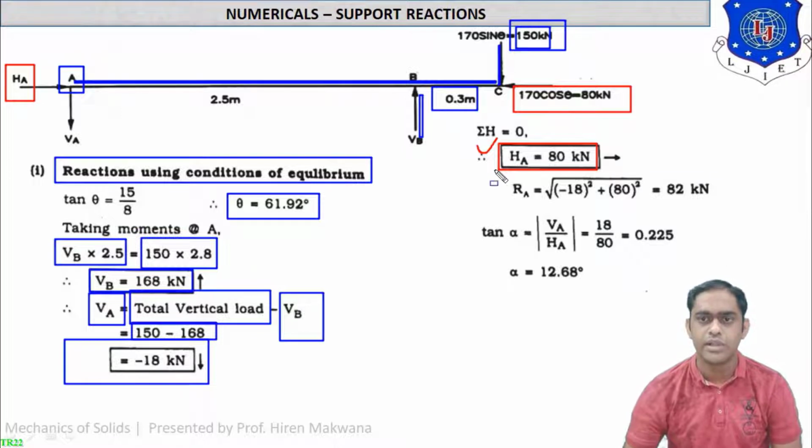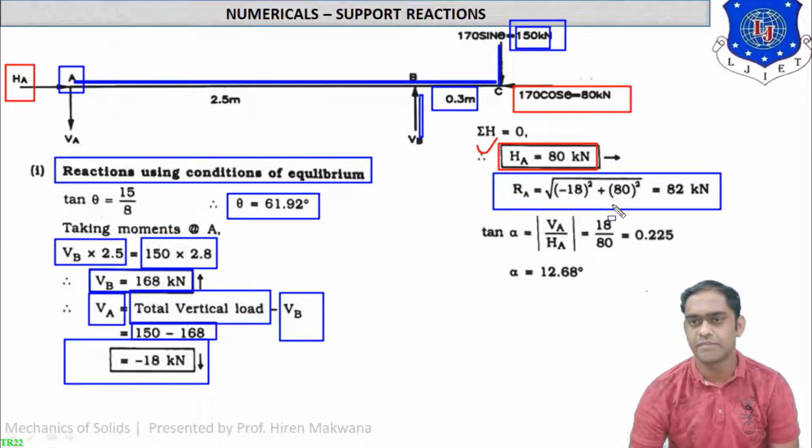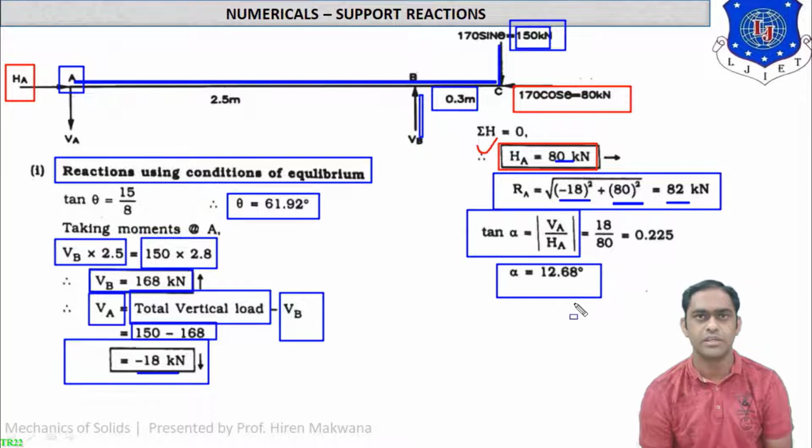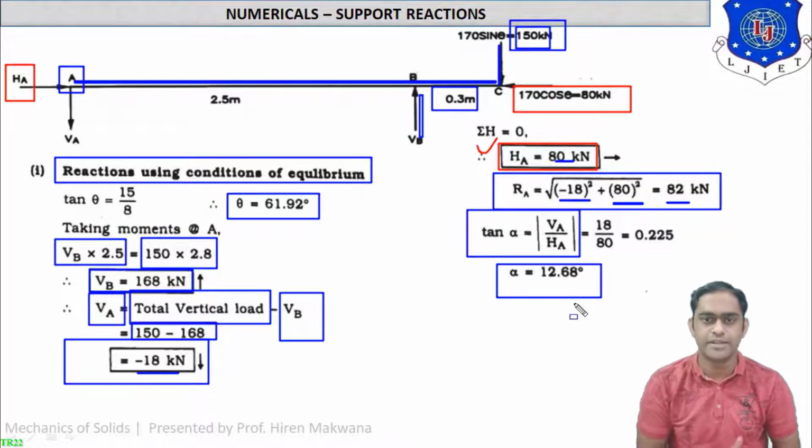So now we are finding the resultant reaction RA, which is equal to under root of VA square plus HA square. So VA is equal to minus 18 now, and HA is equal to 80 kilonewton. So by replacing the values, you can get the answer of RA is equal to 82 kilonewton. And the angle of resultant reaction is tan alpha, that is mod of VA upon HA. By replacing the values of VA and HA, you will get alpha is equal to 12.68 degree. So here alpha is equal to 12.68 degree.